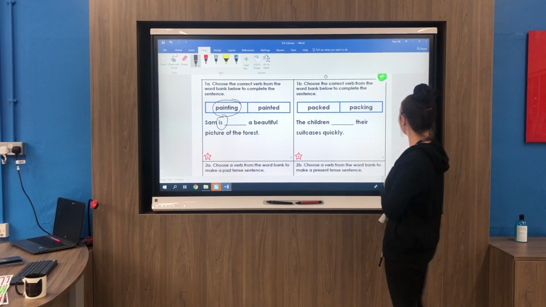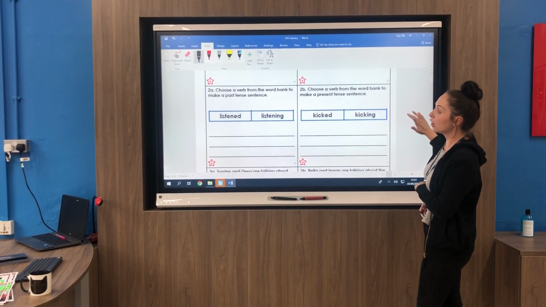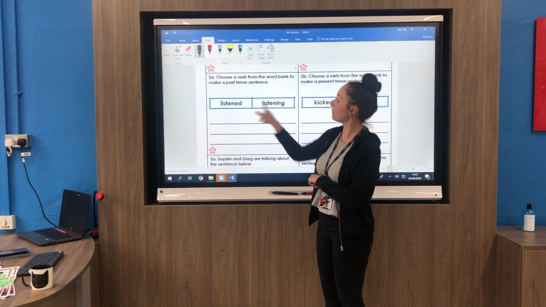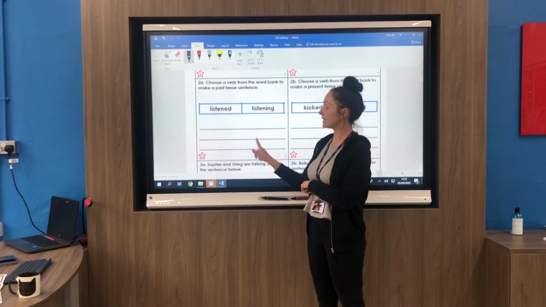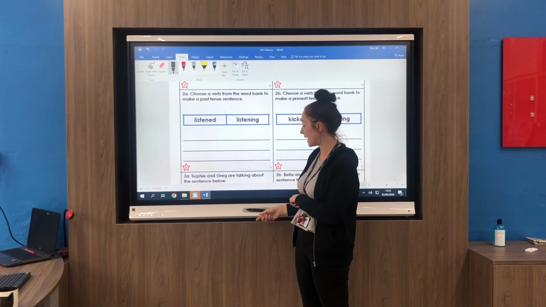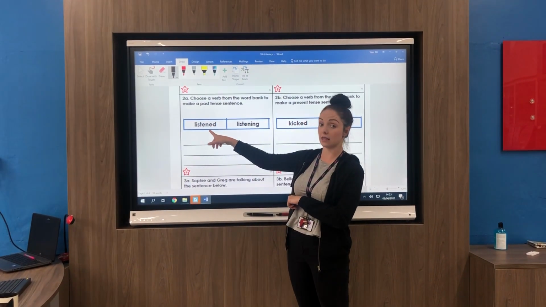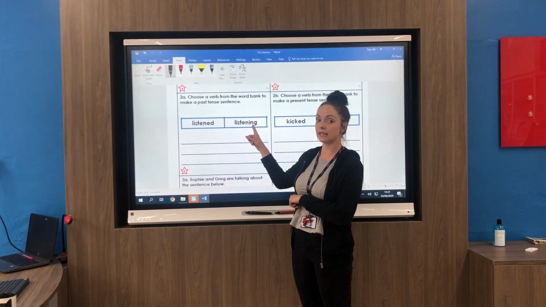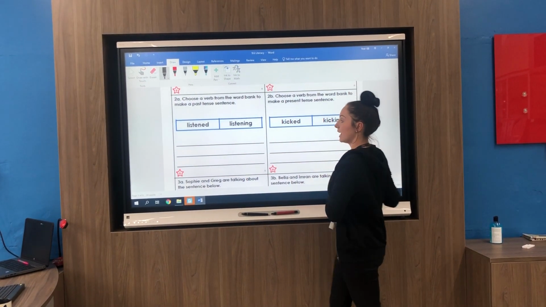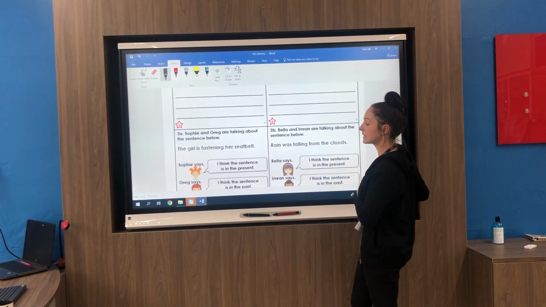Okay, so you need to do the same on that one. On your next two, you've got to choose a verb from one of these and write a sentence. Whichever one you choose, you're going to have to write in that tense. So "listened" is in the past tense and "listening" is in the present tense, isn't it? Whichever one you choose, you need to make sure your sentence is in the correct tense.